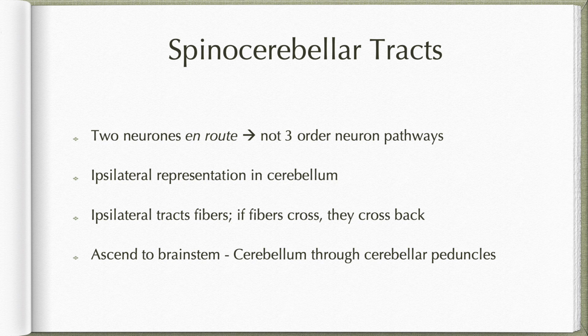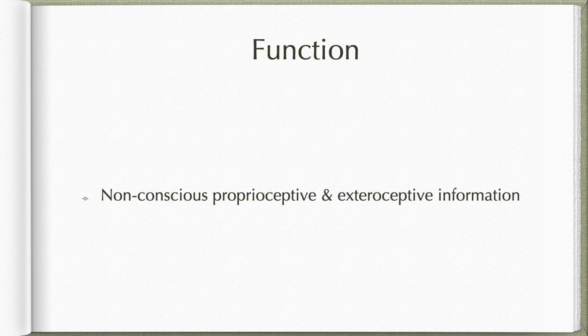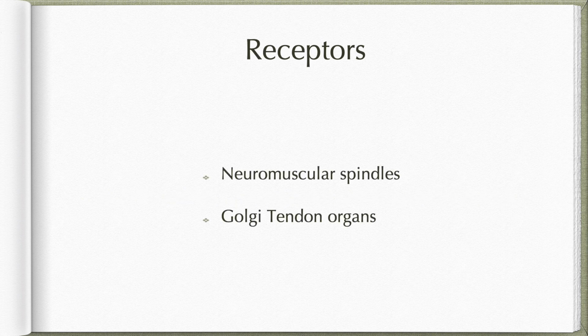These fibers ascend from spinal cord to the brainstem, and then via one of the cerebellar peduncles, they reach the cerebellum. So the tracts are not found above the level of midbrain. Spinocerebellar tracts convey non-conscious proprioception and exteroception information to the cerebellum, which is important for coordination of movements. The major receptors are the neuromuscular spindles and Golgi tendon organs.